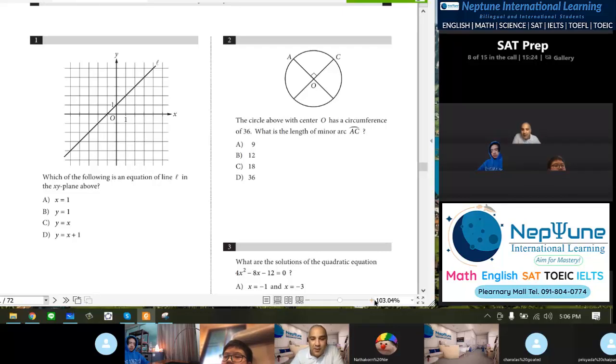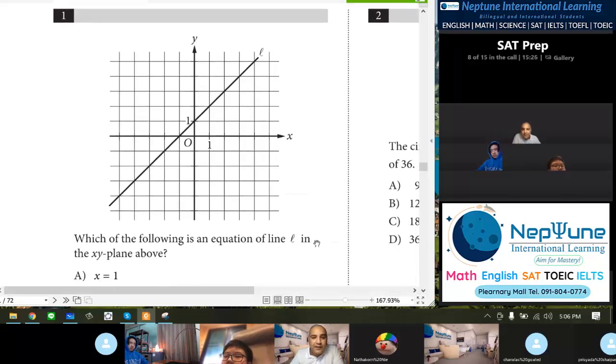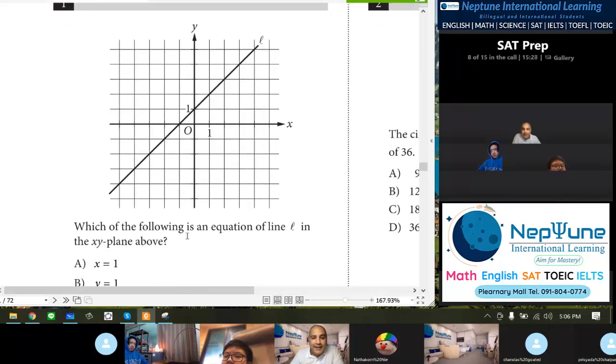Start with question number 1. Which of the following is an equation of line L in the xy-plane above? All right, so you see this is a line.